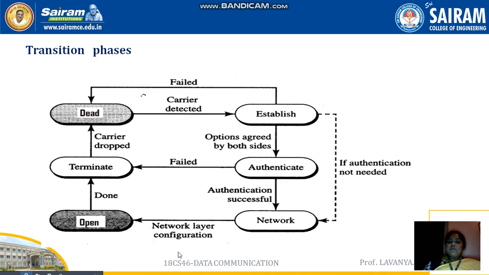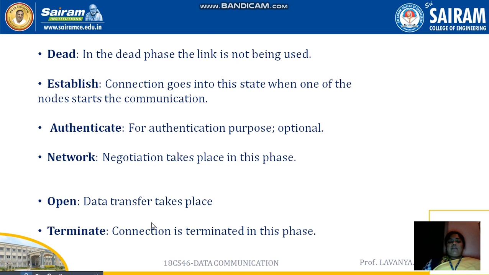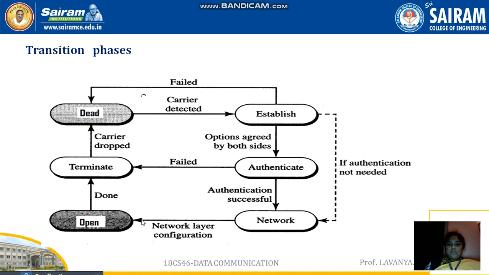The next one is the network phase. Negotiation takes place in this phase, meaning we have to make the configuration in the network layer. With the help of the routing method or the logical address, we take care of our information. So this is what we negotiate at the network layer.